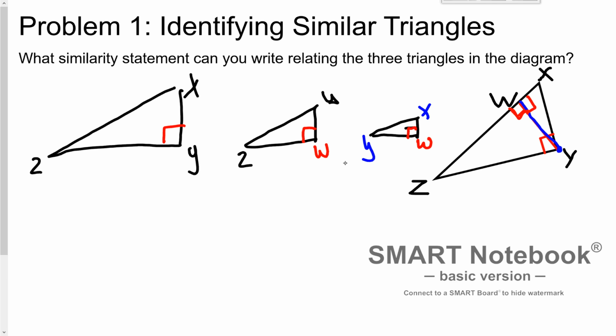You just have to rework those, so that might be the harder part. And then I just write my similarity statement. Triangle ZYX. Oh, that's terrible.